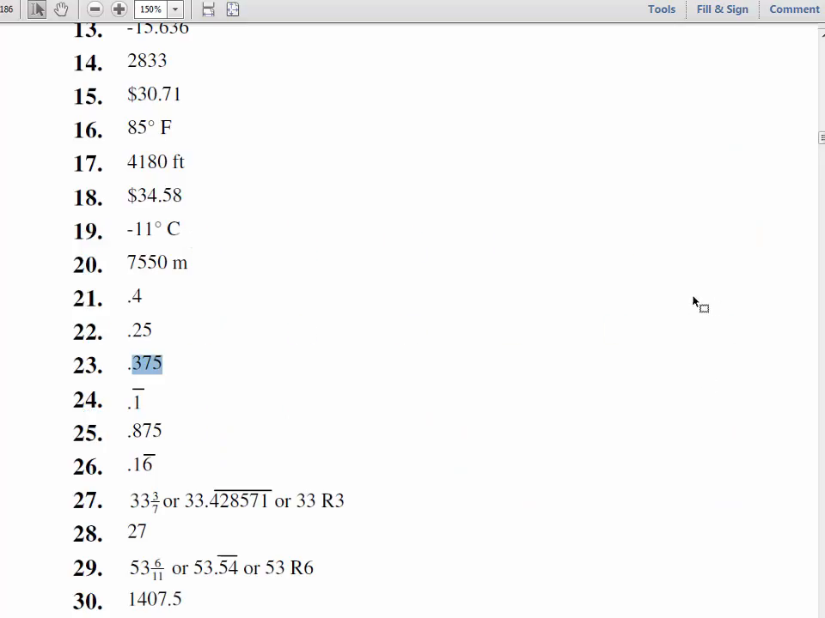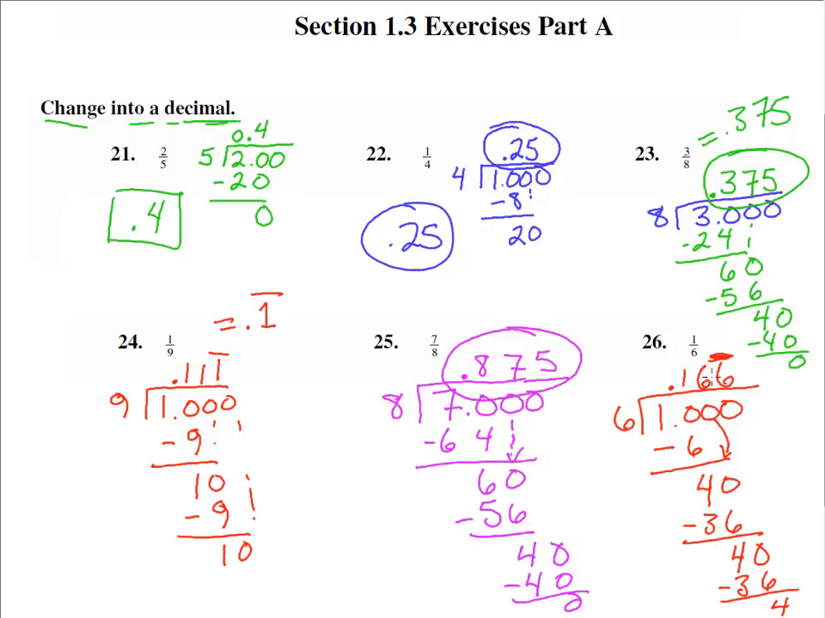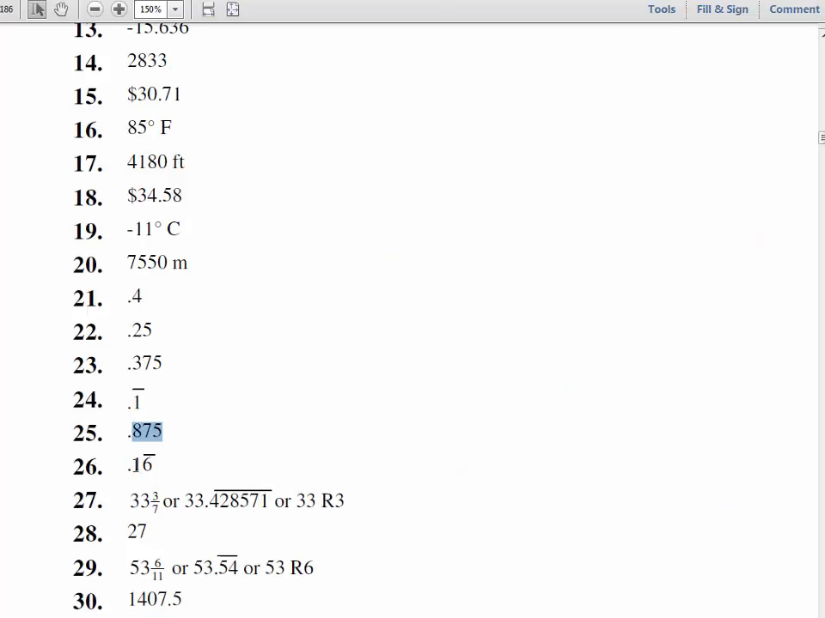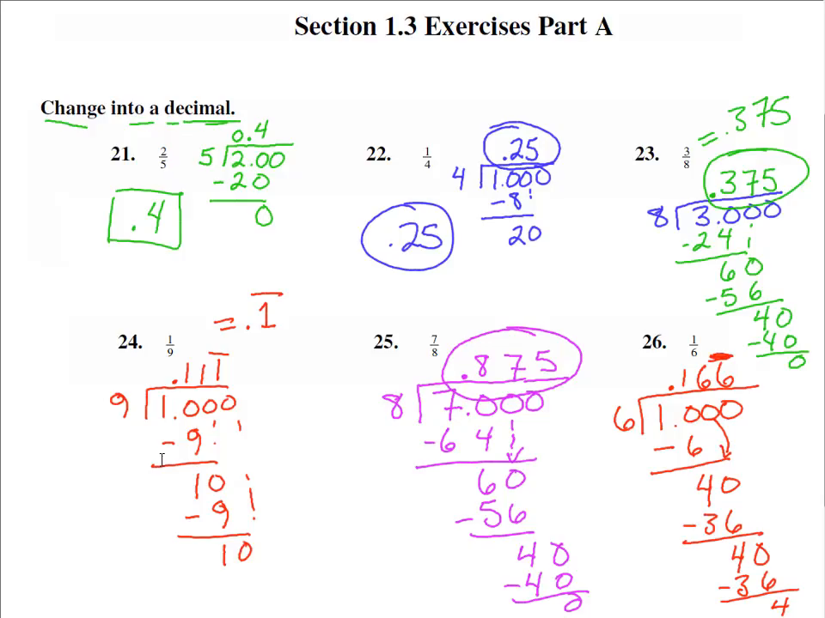Let's check our answers really quick. There's 1/9 is 0.1 repeating. Yep. And then 7/8 was 0.875. That's correct. And then this one, 0.1666666 on forever. And the bar only goes over the 6. And indeed, that is correct. Good.